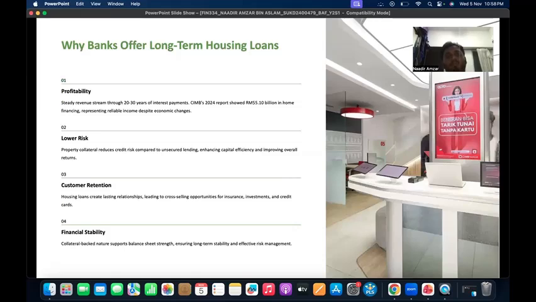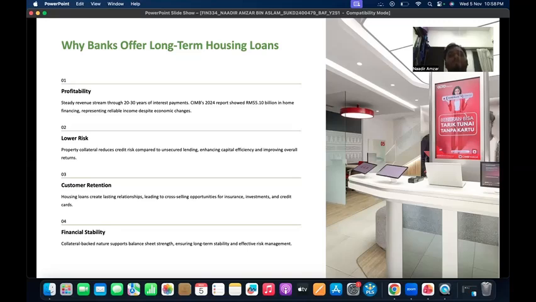So, why do banks offer long-term housing loans? Now, from the bank's point of view, why do they love offering long-term housing loans? First, it's profitable. A 20 or 30 year loan provides banks with a steady stream of income from interest. In fact, CIMB's 2024 report shows 55.10 billion in home financing, a huge source of stable revenue.